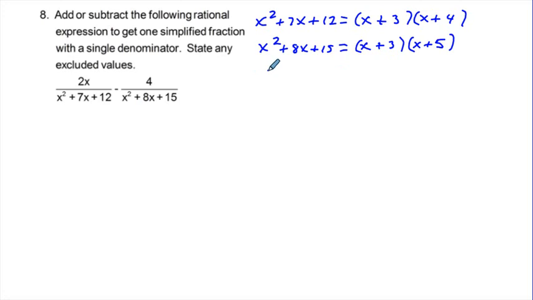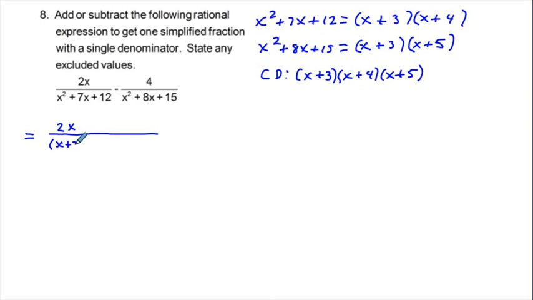And so for our common denominator between all these, we're going to have the quantity x plus 3, which is common to both of those original denominators. And then we're going to have x plus 4 times the quantity x plus 5. So let's go ahead and work this out. So we have 2x, and now I'm going to write this over the quantity x plus 3 times the quantity x plus 4 times the quantity x plus 5.